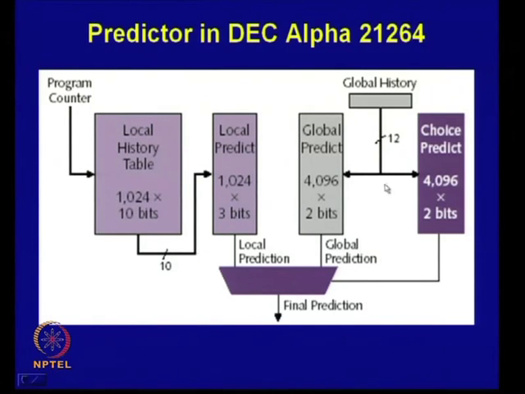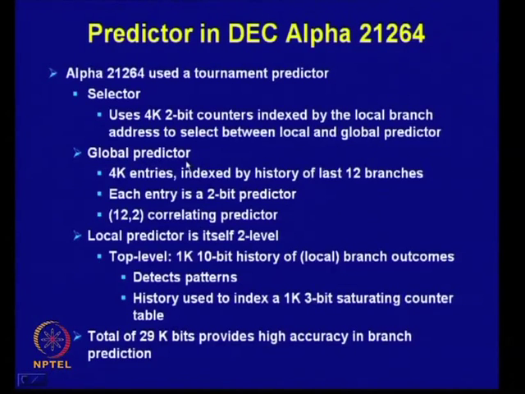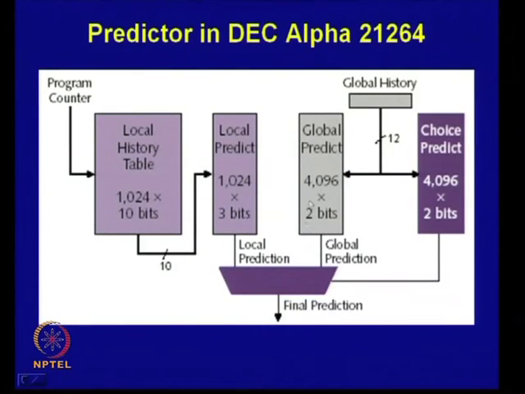So, this is the selector, global history which is being used, choice predicts. This is the selector that is being used for the purpose of prediction. Then you have the global predictor, with 4k entries indexed by the history of the last 12 branches. Each entry is a 2-bit predictor. 4k means 12 bits, so a (12,2) correlating predictor is being used as the global predictor. As shown, in the global predictor you have 4k into 2-bit, and this is your global prediction using the global history of 12 bits. This is the selection by using the 12-bit global predictor.